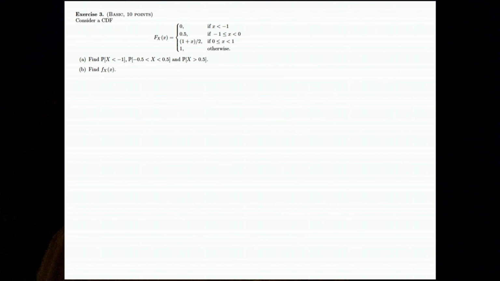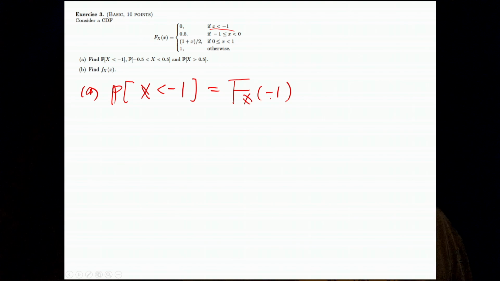Now let's practice the CDF. We have a CDF like this form, and we need to find the probability. So first, the probability of x is less than minus 1. If x is less than minus 1, which is the CDF of x at minus 1, that's the basic definition. Minus 1 here, then it's 0, obviously.